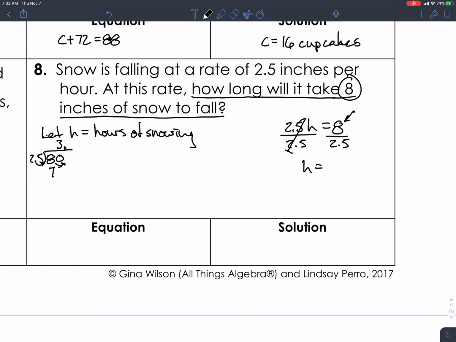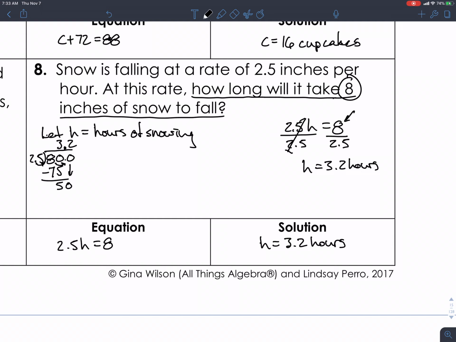3 times 25, 75. Subtract that, I get a 5. I bring down a 0, do that. 25 goes into 50 2 times, so I get 3.2. So hours, 3.2 hours. The equation was 2.5 times the number of hours should equal 8 inches. So H equaled 3.2 hours. Okay.